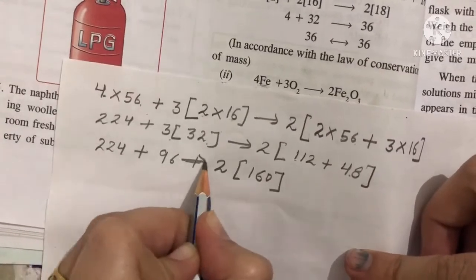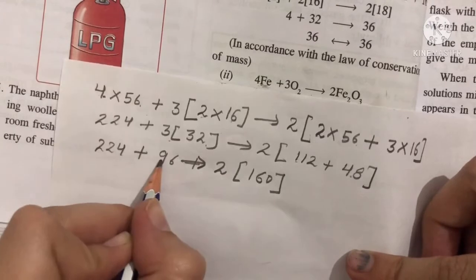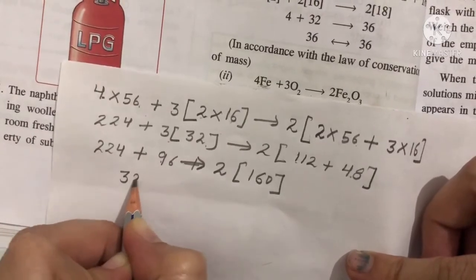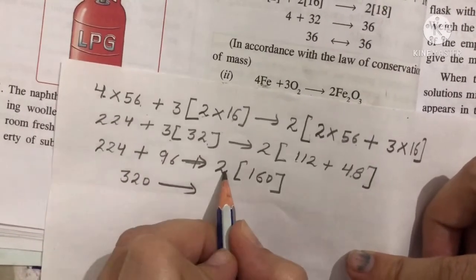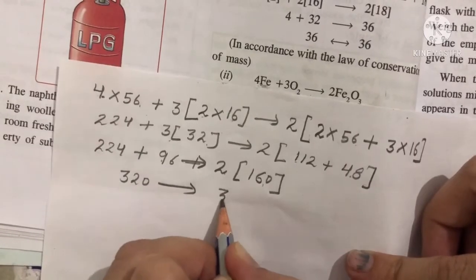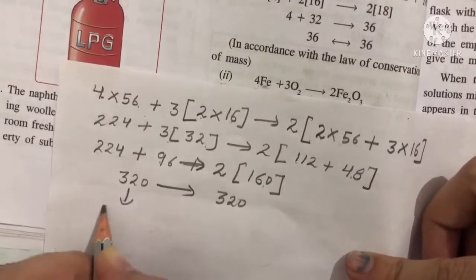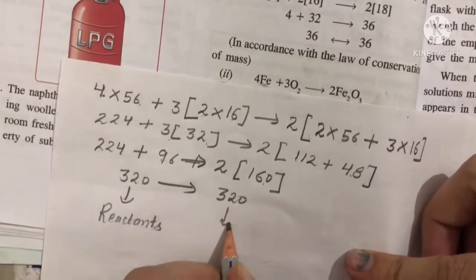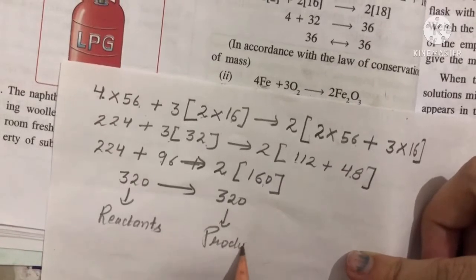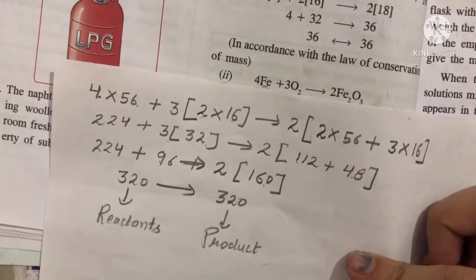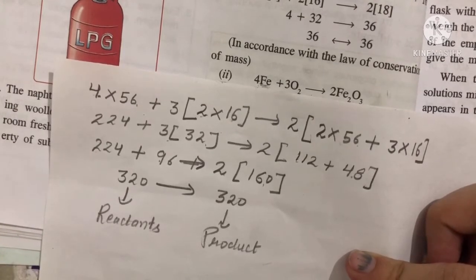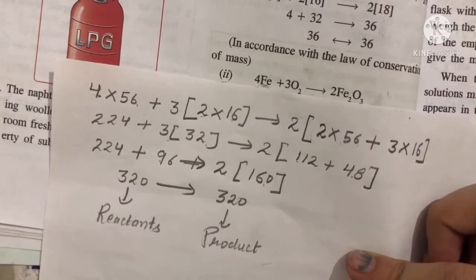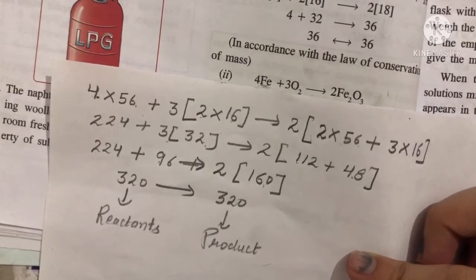Then 224 plus 96 is 320. 2 into 160 is also 320. So this is the mass of the reactants and this is the mass of the product. So hence in this case also the mass of the reactants and the mass of the product remain the same. So this is also based on the law of conservation of mass. So all chemical reactions are based on the law of conservation of mass.